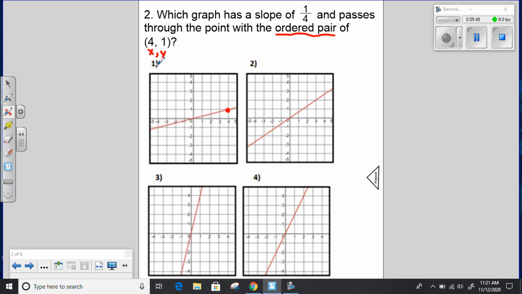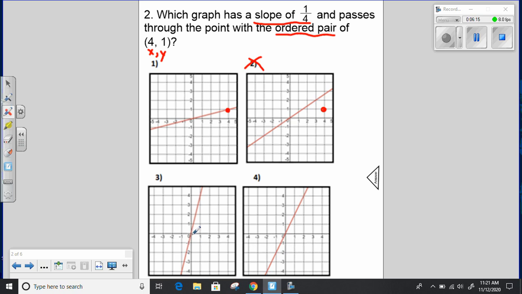Now right away, I notice graph 1 does have this point on the red line, but I need to check the other graphs as well, and I also have to make sure that I have the correct slope. So I can't pick this just yet. So let's look at graph 2. I'm just going to check for the ordered pair and see if I can eliminate graph 2 right away. So start at my origin, I go right 4 and up 1. Is that ordered pair on this red line? No, so graph 2 is not a good choice.